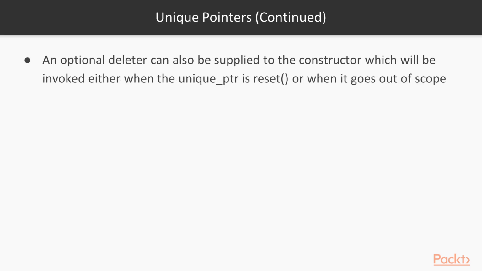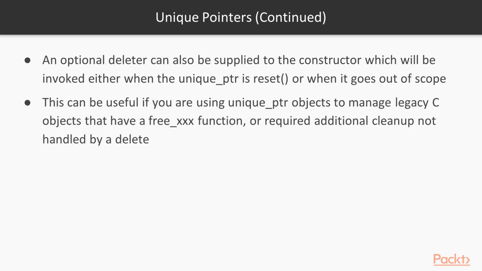An optional deleter can be supplied to the constructor, which will be invoked either when the unique pointer goes out of scope or on a reset call. This can be useful for making sure that extra cleanup steps are fulfilled, especially for the older C library objects. Let's take a look at some examples.